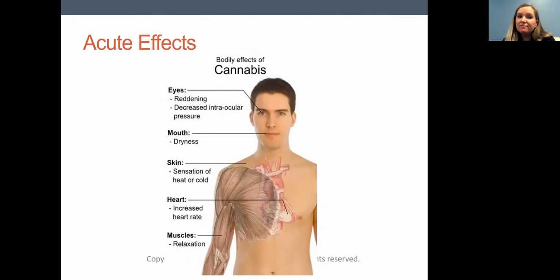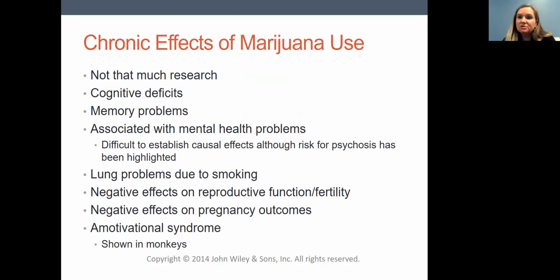When you look at the acute effects, you might see things like red eyes, decreased intraocular pressure I mentioned a minute ago. The mouth may be dry. Skin might have a sensation of heat or cold, increased heart rate you might see, and muscles relaxed. So those were the immediate or acute effects. What about chronic use over time? Well, the research is sort of mixed in this area.